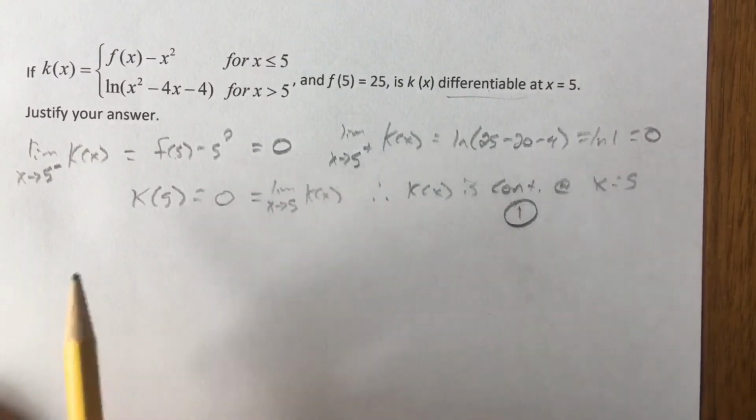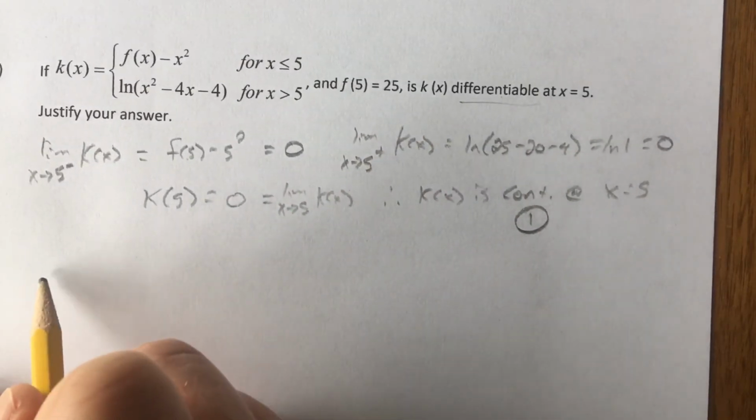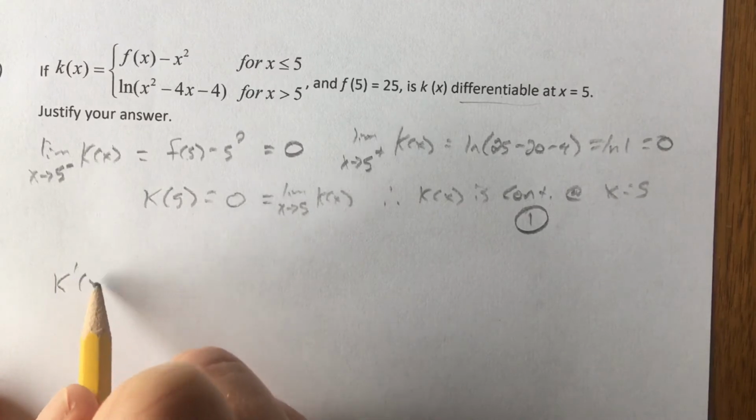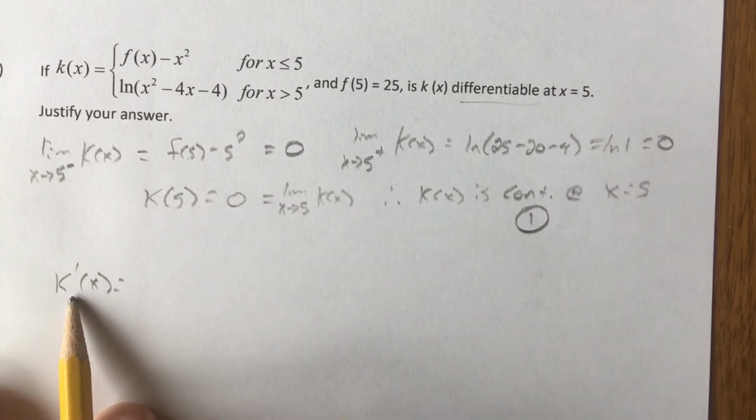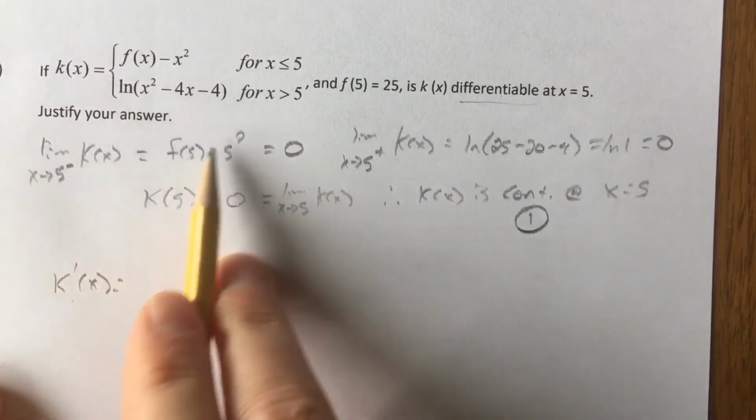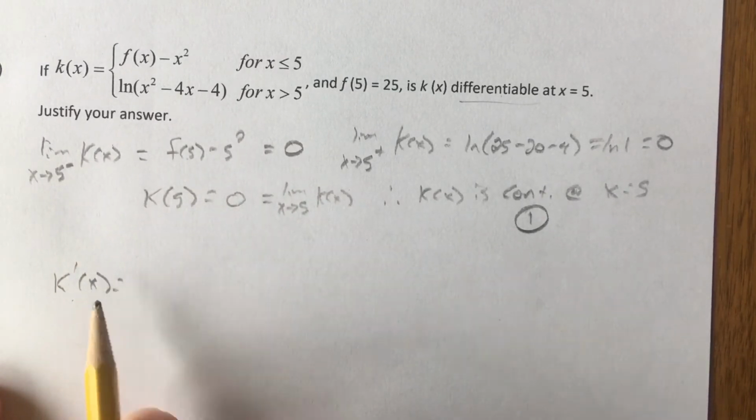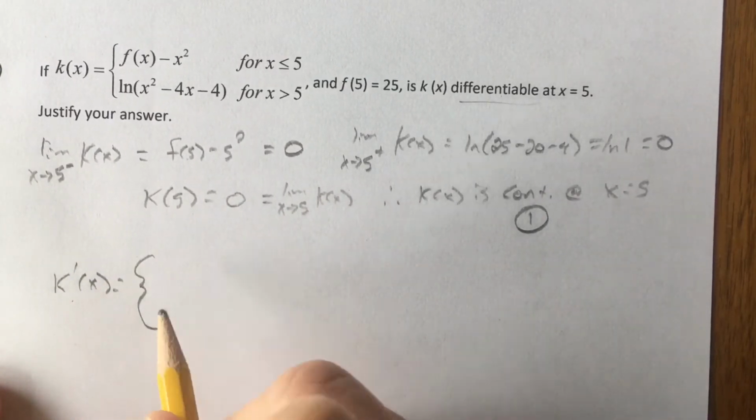Okay. Now, they asked about being differentiable. So now we want to say, well, what's k prime of x? So you don't want to jump here too soon. You have to show the continuity first. But now if we do this, we can write this as a piecewise function.